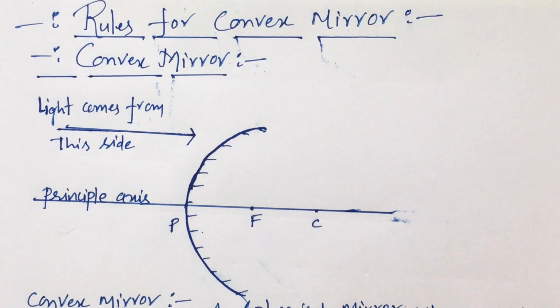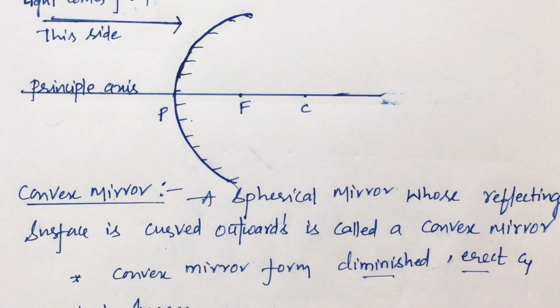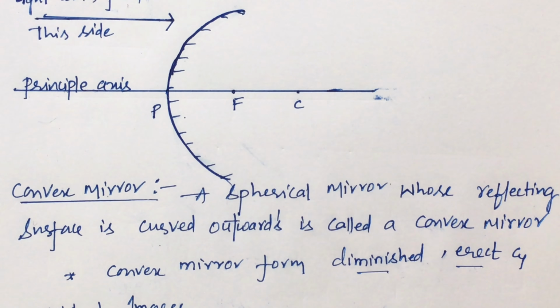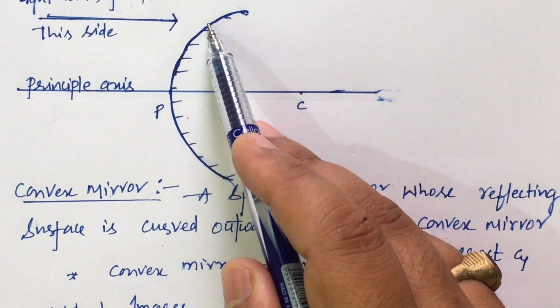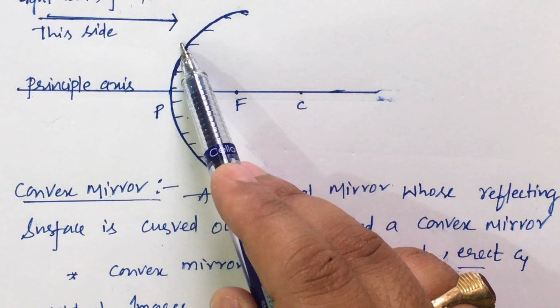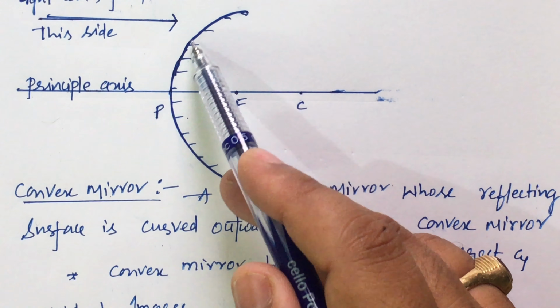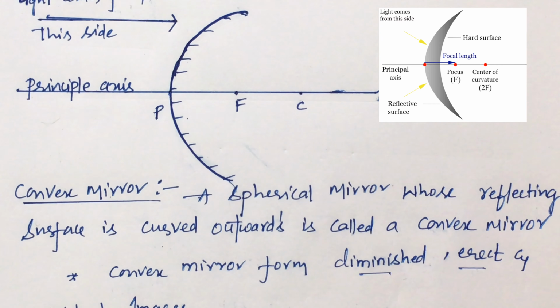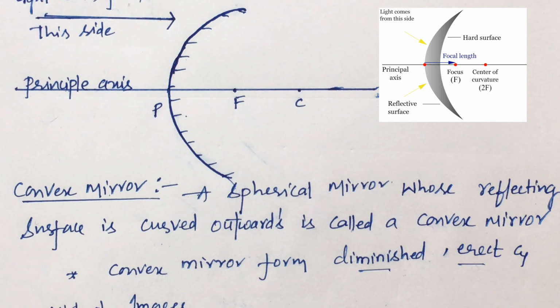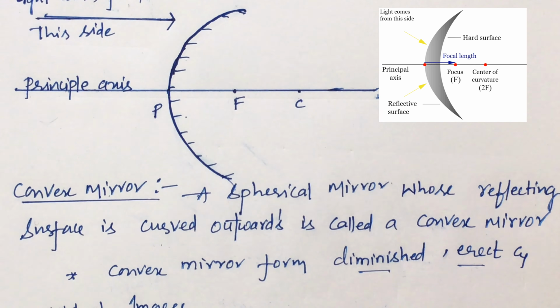So what are convex mirrors, children? Convex mirrors are a type of spherical mirror whose reflecting surface is curved outwards. In the figure it clearly shows this is the curved surface. The reflection takes place on the curved surface. Light comes from this side and it reflects back. This is how the reflection takes place, which is curved from outside. Such a mirror we call a convex mirror. And remember children, convex mirrors always form diminished, erect and virtual images. So now let us study how to draw a ray diagram for convex mirror.